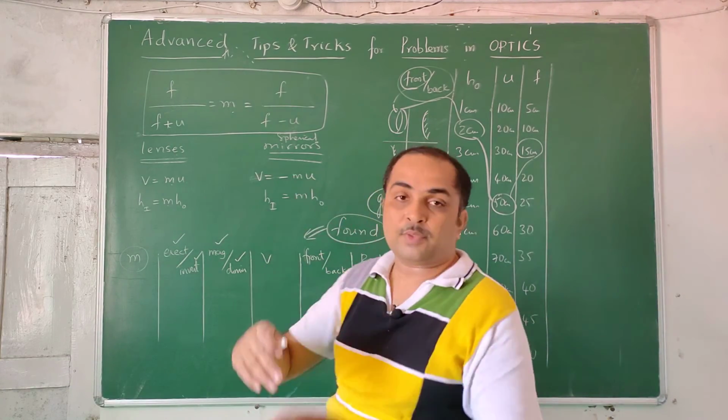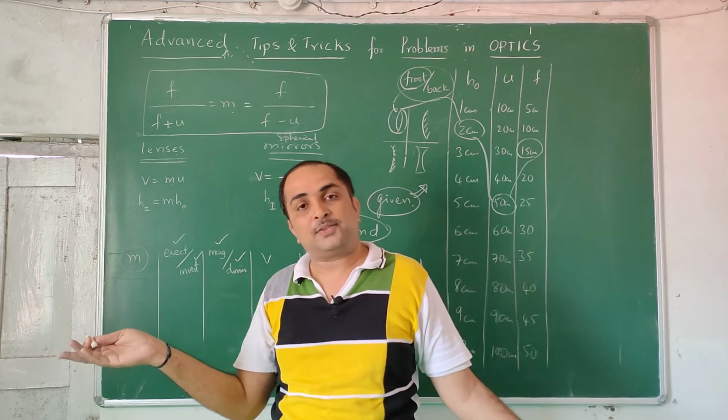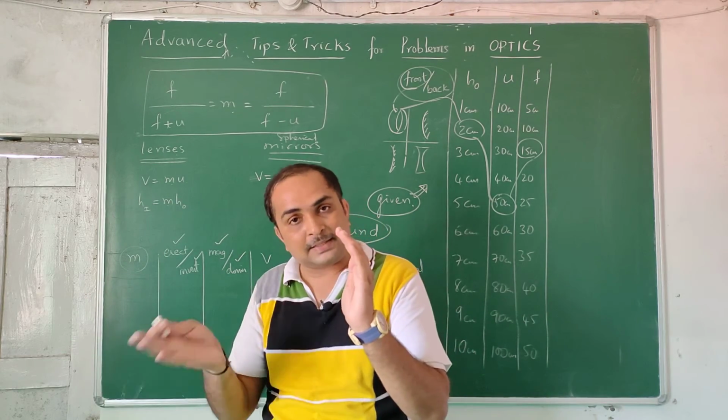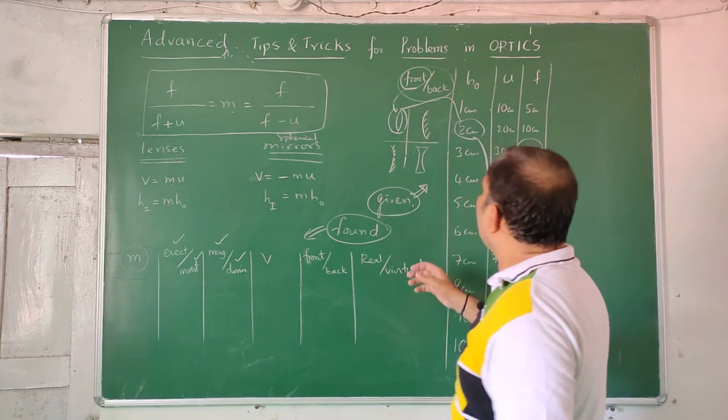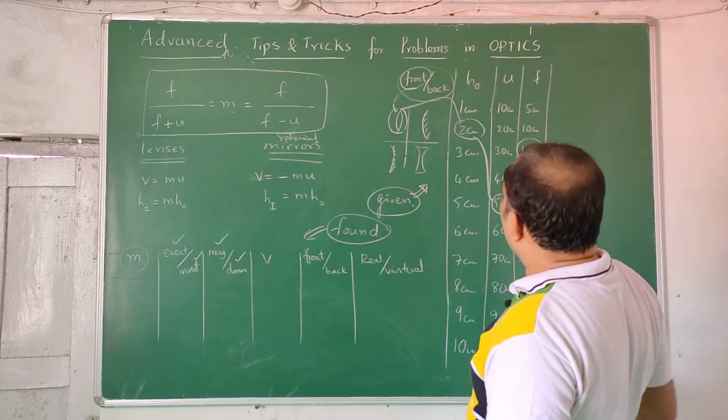For lenses, the refracted side is real, the back side is virtual. For mirrors, the reflected side is real, the back side is virtual. So, how many problems can we create? With a single convex lens, we can create only hundreds of combinations.